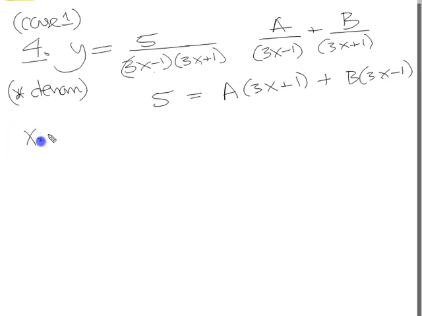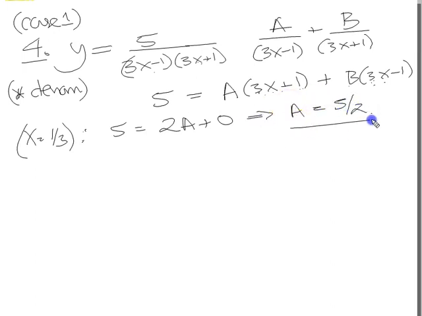So straight away then, let's put the third in. Try that one. We get 5 equals, put in a third, and you get 3 times a third plus 1. 3 thirds are 1, 1 plus 1 is 2. So it's 2 lots of a, and this will go to 0. 3 thirds are 1, 1 take 1 is 0, 0 times b is 0. So that tells us then that a equals 5 over 2. There we go.